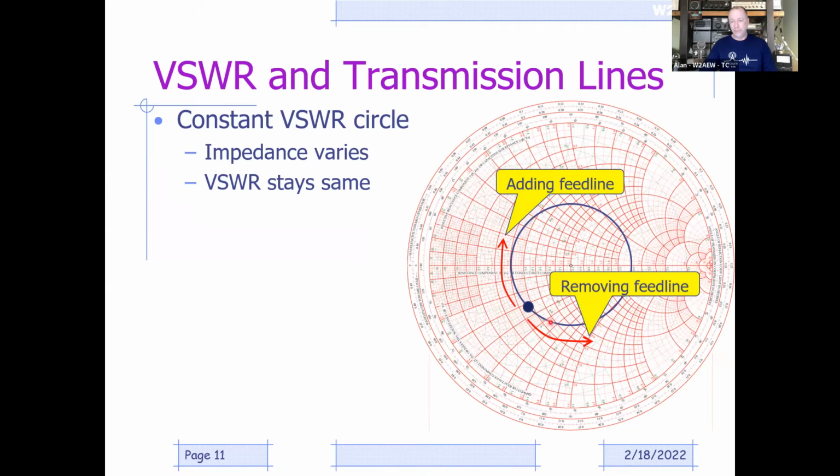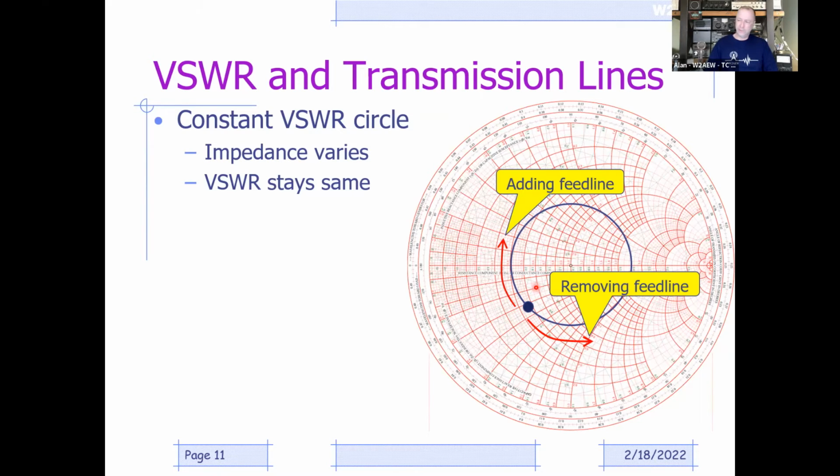Now, ideally, you rotate and stay on this curve. If there's loss in the transmission line, then you wind up getting kind of a spiral. As you add more and more coax, you're getting more and more loss. Instead of following the circle, you follow a spiral and ultimately wind up at the center if you had a really long piece of lossy coax. But let's assume a lossless transmission line. Adding and removing transmission line will just rotate you around this constant SWR circle. So ideally, adding or removing feed line does not change your SWR.